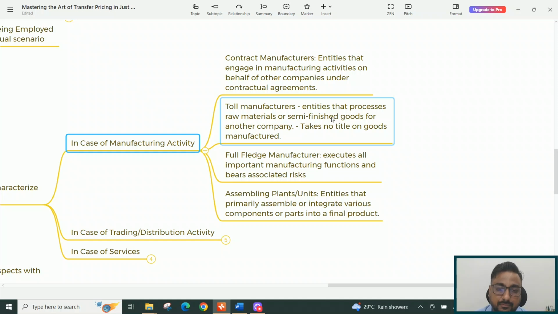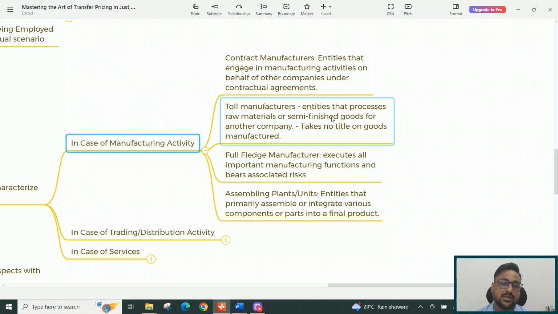Then there could be a full-fledged manufacturer who executes all important functions and who also bears the market risk, business risk, all types of risk, right? So these are called full-fledged manufacturers. And after that, I have also practically come across cases where the entity is engaged in assembling the products only, while under the income tax, assembling and manufacturing are one and the same only.